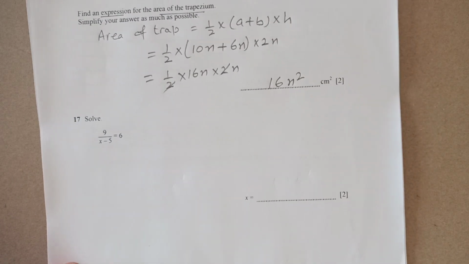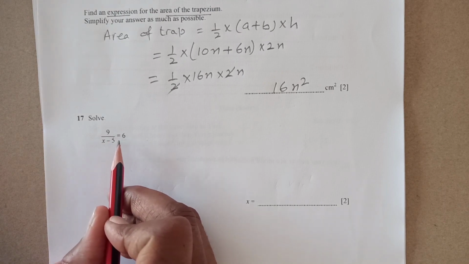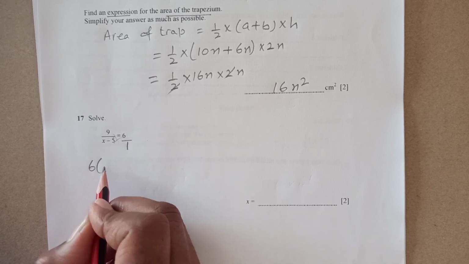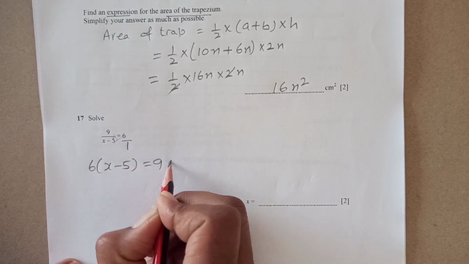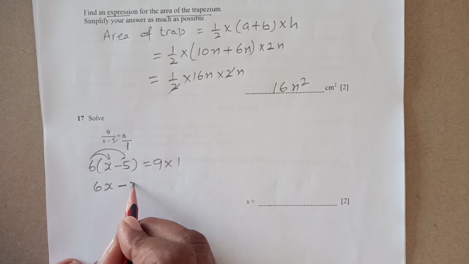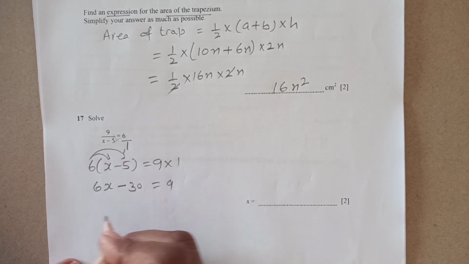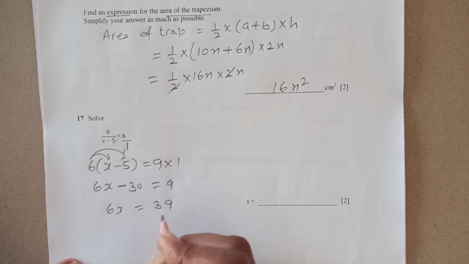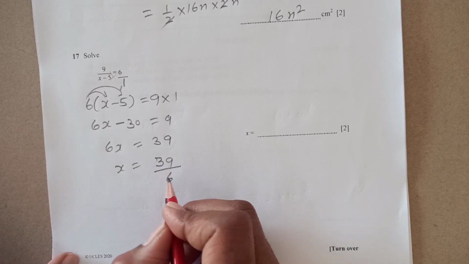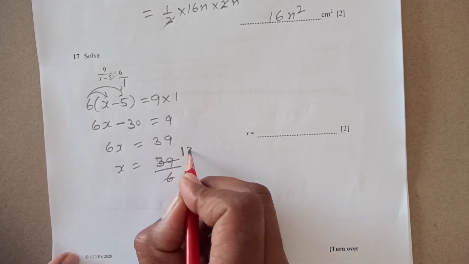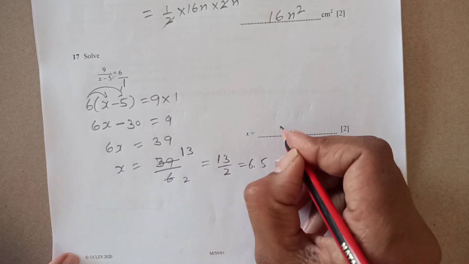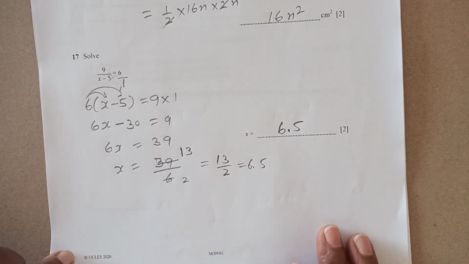Now number 17: solve 9 over (x minus 5) equals 6. So this is 6 over 1, then you just cross multiply. So this is going to be 6 times (x minus 5) equals 9 times 1. 6 times x is 6x, minus 6 times 5 is 30, equals 9. 6x equals 39, x equals 39 over 6. So we can divide it by 3: 3 times 2, 13 over 2, then it is 6.5. That is the answer, right?